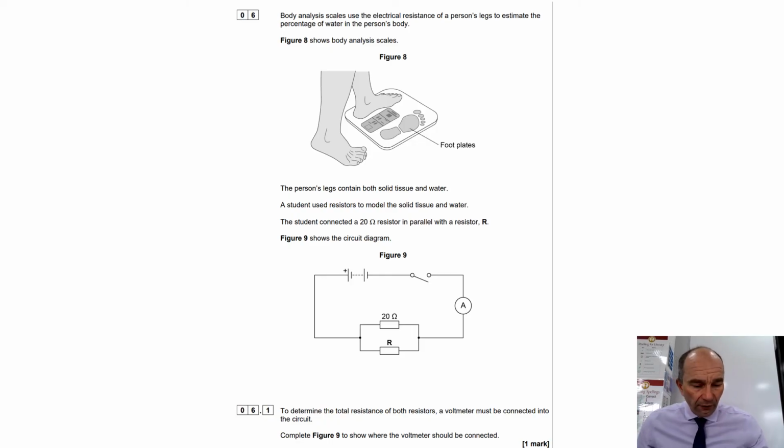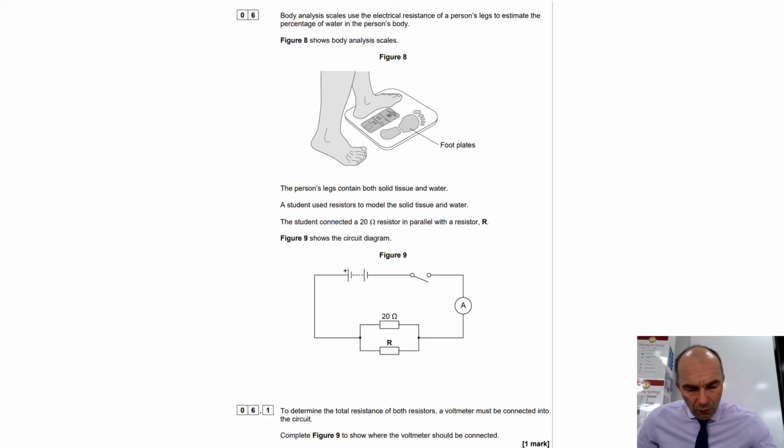So we've got the circuit diagram. We'll come back to that shortly, but first of all, to determine the total resistance of both the resistors, a voltmeter must be connected into the circuit. Complete figure 9 to show where the voltmeter should be connected.